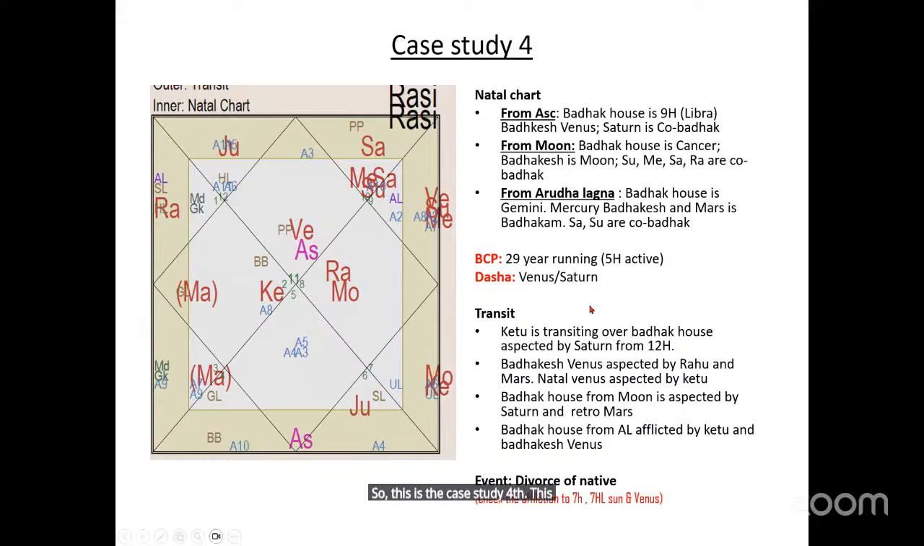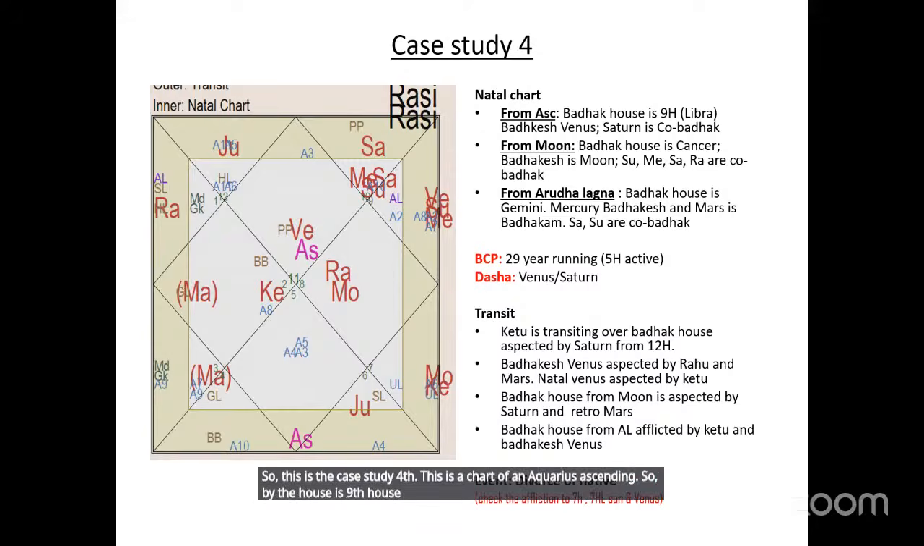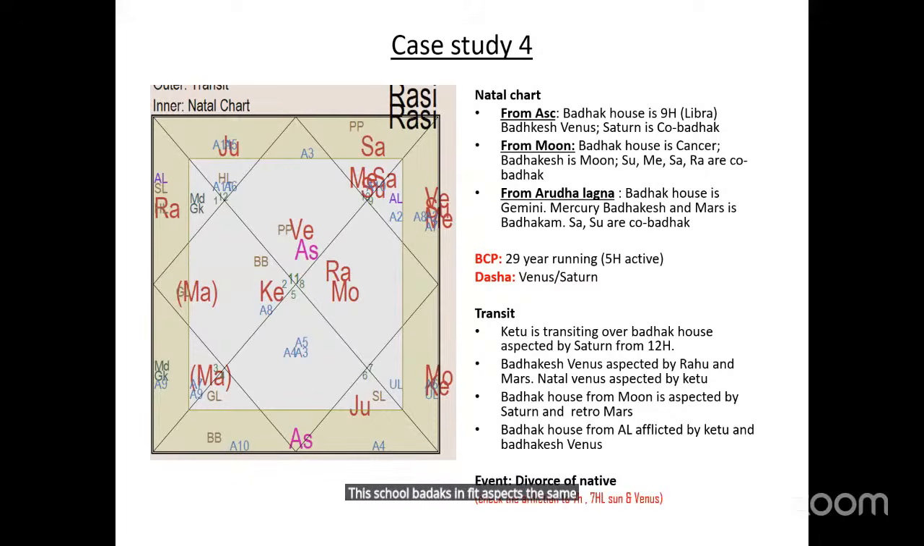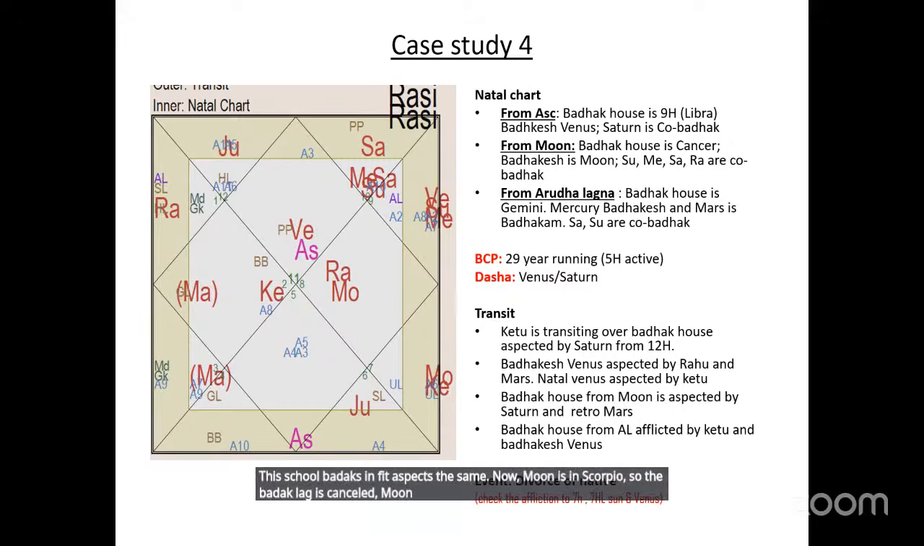This is a chart of an Aquarius ascendant. So Badhak house is ninth house, Libra. That makes Venus the Badhakesh and Saturn is co-Badhak since it aspects the same. Now Moon is in Scorpio, so the Badhak Lagna is Cancer. Moon becomes the Badhakesh, and because of aspects, Sun, Mercury, Saturn, and Rahu Ketu are co-Badhak.